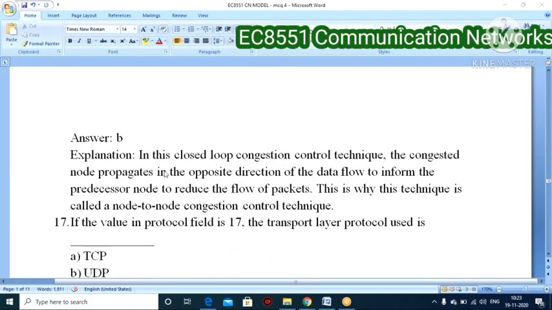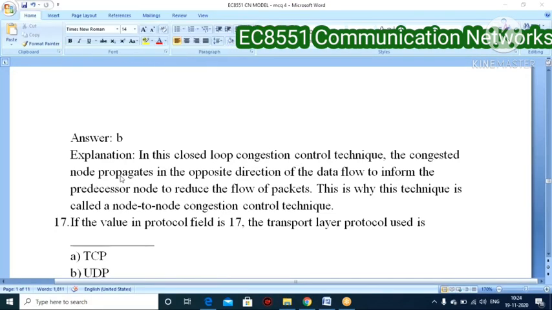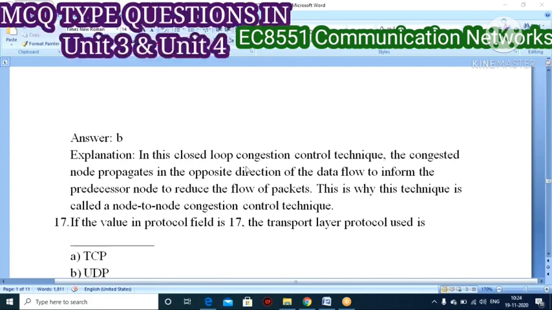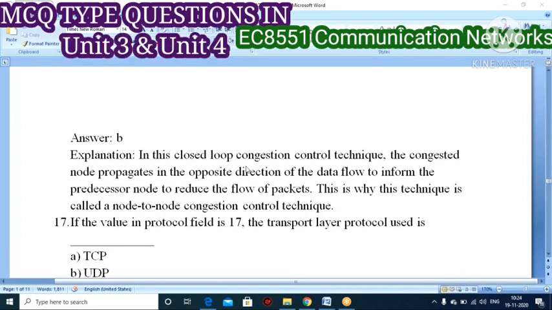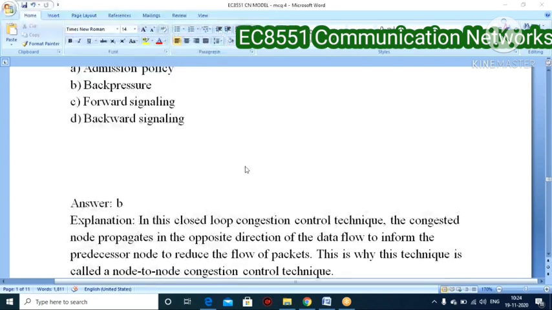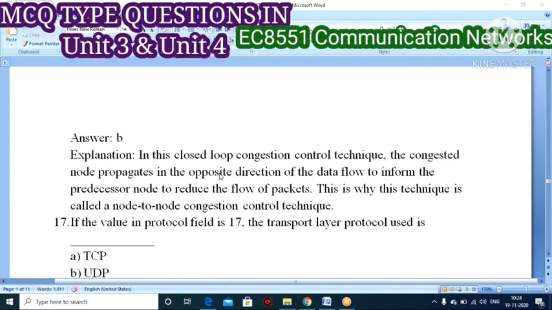Let's see the explanation. In this closed loop congestion control technique, the congested node propagates in the opposite direction of data flow to inform the predecessor node to reduce the flow of packets. This is why this technique is called the node to node congestion control technique. So back pressure, option B is the correct one.